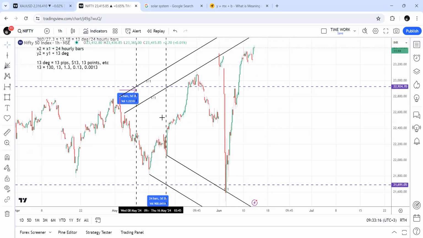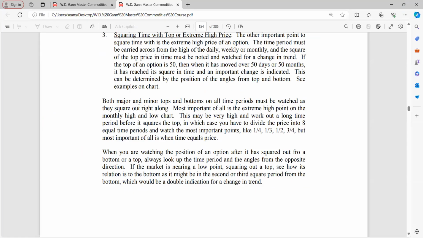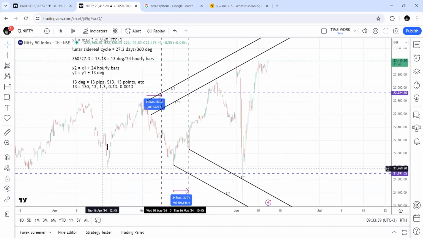So why do we look at other highs and lows? Because Gann says both major and minor tops and bottoms on all time periods must be watched. So what's he telling us? Why? Because they all square out along. So the potential energy to square out price exists in every major or minor high or low. So the question is, how do we know which ones to use? That's going to be in lesson 3.